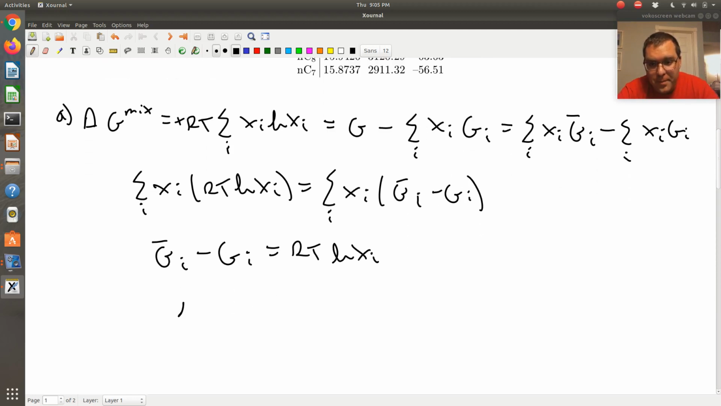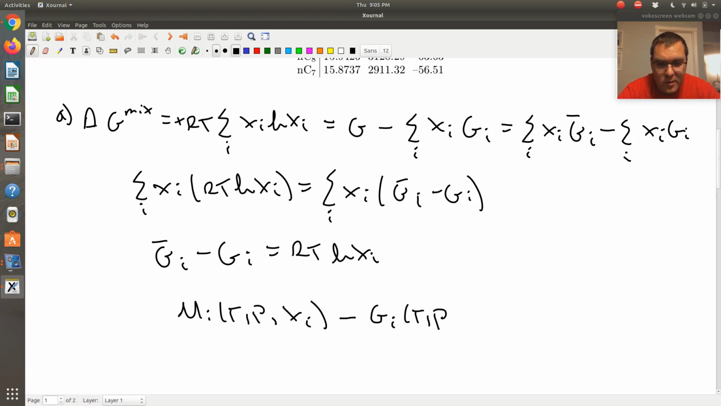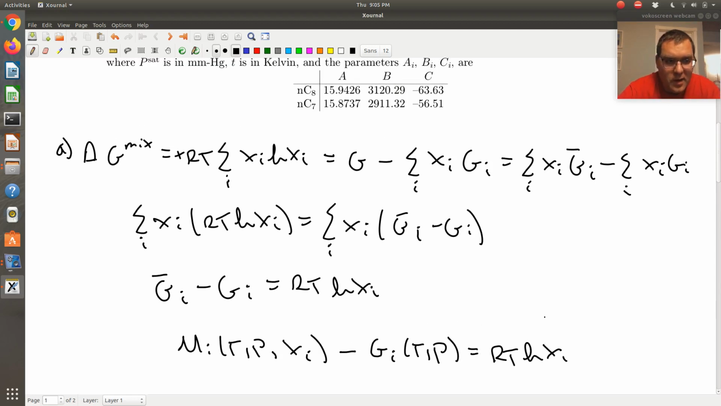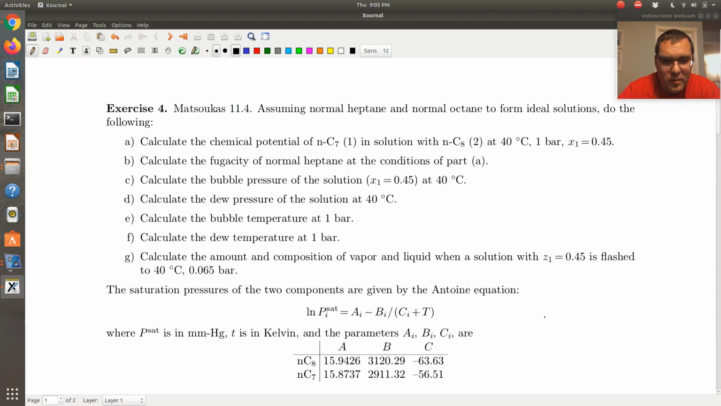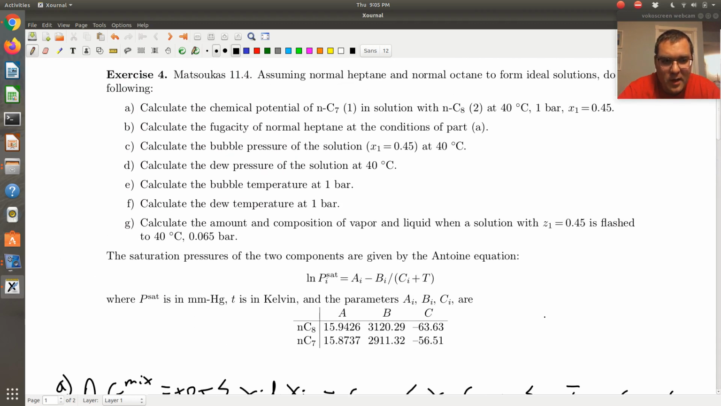Here g bar i corresponds to my chemical potential of component i at T, P and composition xi. Remember, g bar i and mu i are equivalent, minus gi, my pure component value at T and P, and that's equal to RT log xi. So where I think they're missing the reference state is that we're asked to calculate the chemical potential of heptane, and we're given the temperature, pressure, and liquid phase mole fraction.